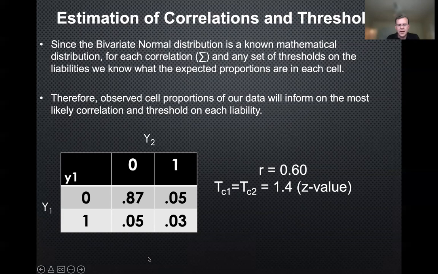So if we had, for example, 87% of the distribution falling into the unaffected situation, 10% split evenly between the discordant twin pairs, and 3% falling into the concordant affected twin pairs, we would be able to calculate a correlation, a tetrachoric correlation in this case, of 0.6, where the two twin thresholds were equal to 0.4. And those are just done on a standard normal distribution. So the 0.4 is really a Z score.